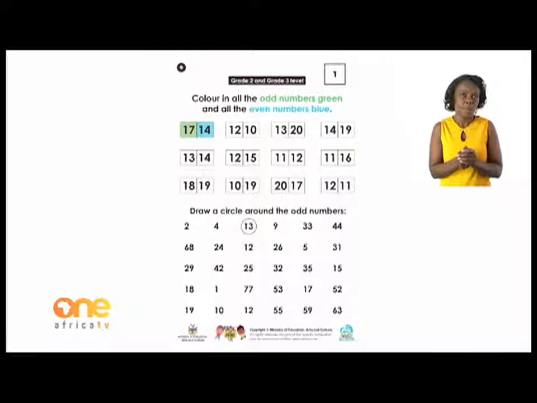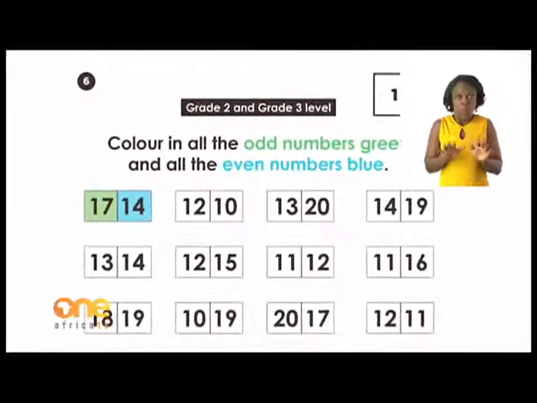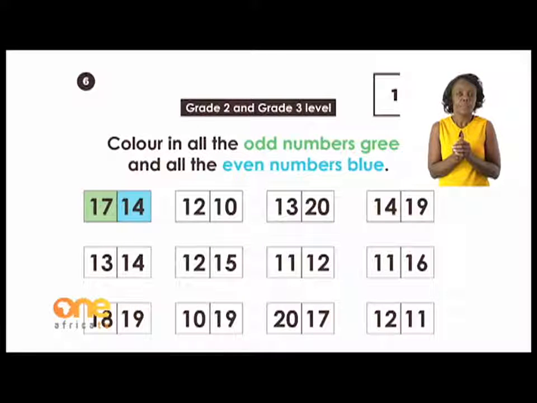For the grade 2s, I have an exercise for you. Oh, it's a very simple one. So I would like you to color in for me all the odd numbers in green. Please color all the odd numbers in green. Remember the odd numbers? Yes, you do. And color all the even numbers in blue. Use color blue for the even numbers and color green for the odd numbers.